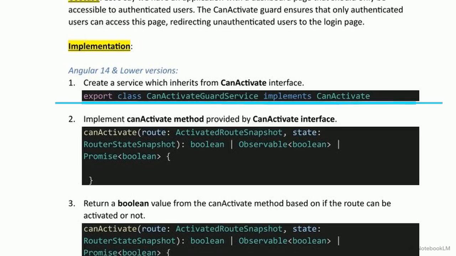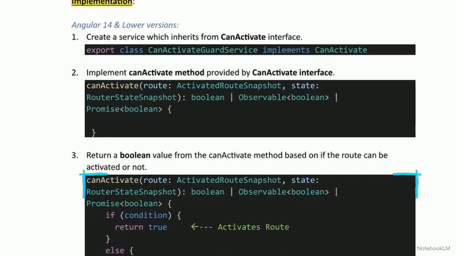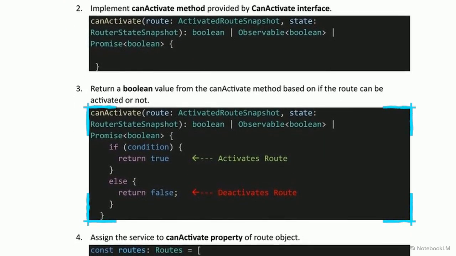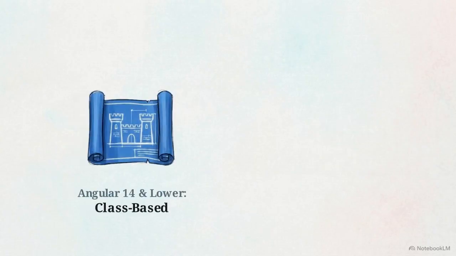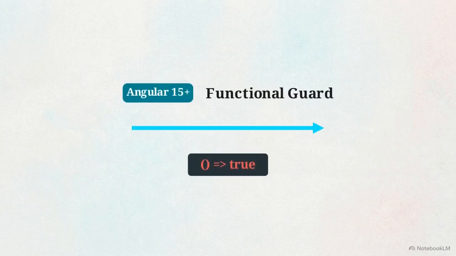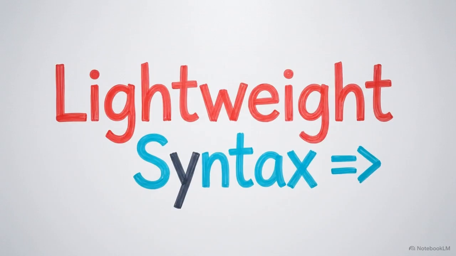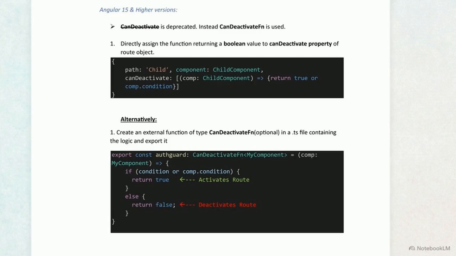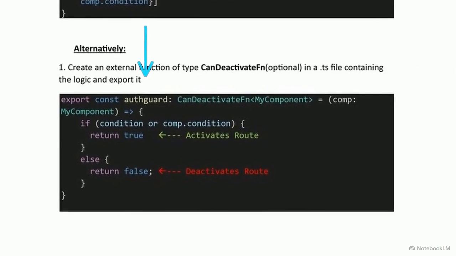You had to create an exported class, implement the canActivate interface, and write out verbose methods just to return a basic Boolean. Starting with Angular 15, the framework transitioned to functional guards. New types like CanActivateFn and CanDeactivateFn distill that logic into lightweight arrow functions. Look at this updated implementation. Instead of building an entire service class, developers simply declare a constant arrow function, like authGuard here, and assign it directly to the route object.